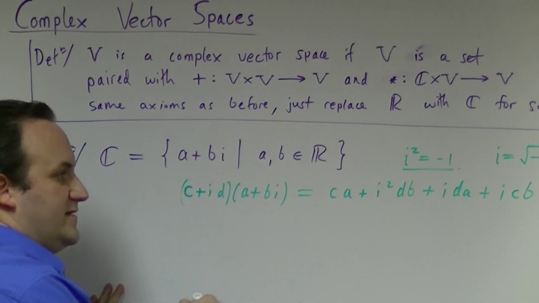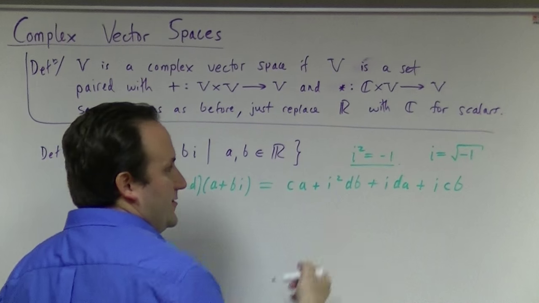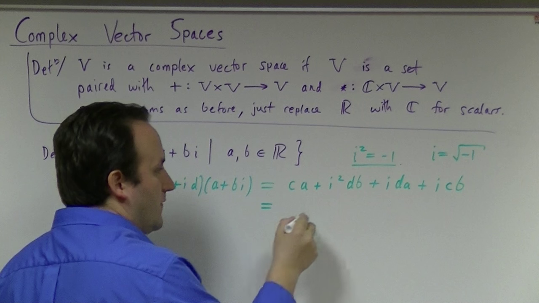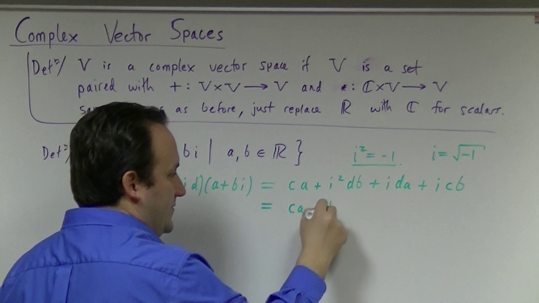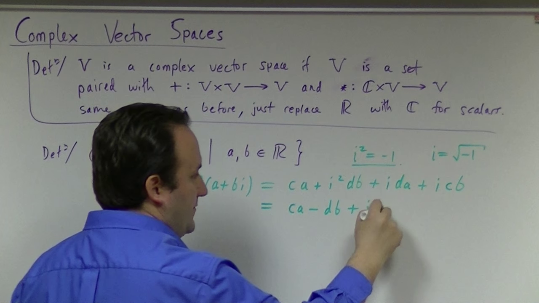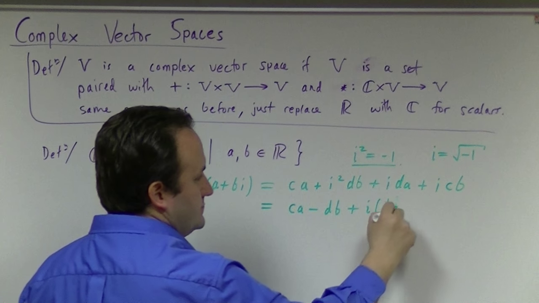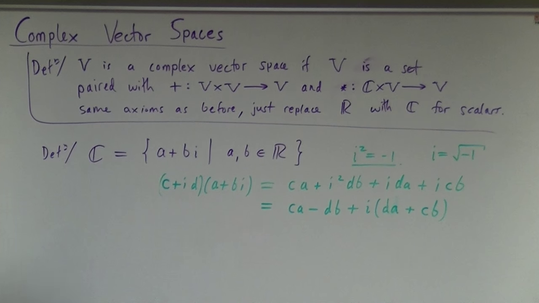This i is from Euler. In 1777, he invented this notation. So you get ca minus db plus i times da plus cd, right? Now you can say there's no such thing as a square root of minus 1, this doesn't make any sense. That's a point you can take.